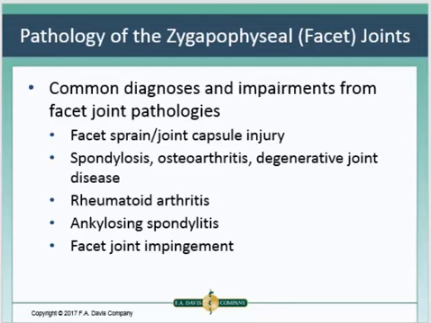And the last facet joint pathology we're going to discuss is facet joint impingement. So you can get tiny parts of the facet joint capsule entrapped or impinged. And usually this occurs when you're doing a forward flexed and rotated movement. So you've fully opened up that facet joint, and upon returning you get an entrapment of the joint capsule.